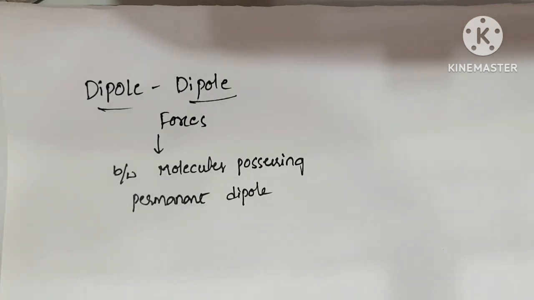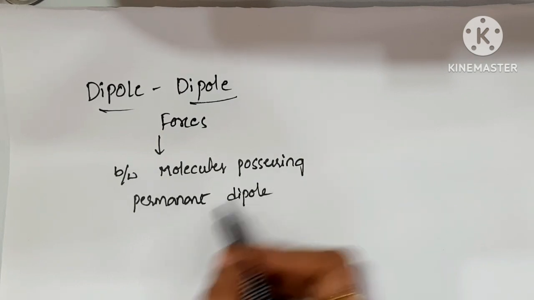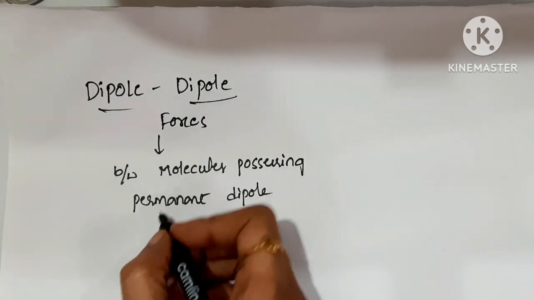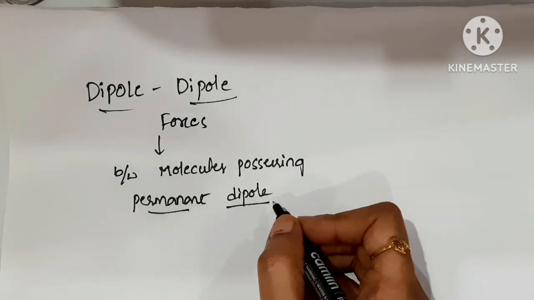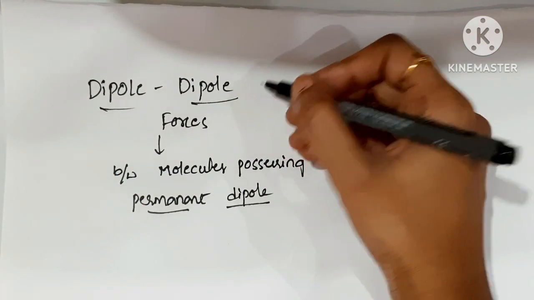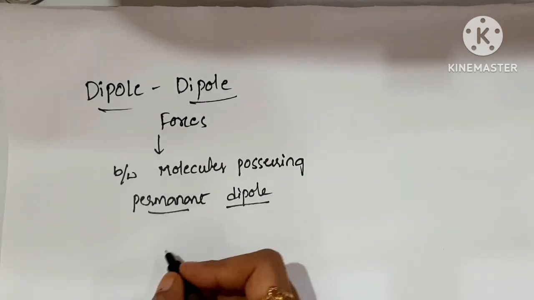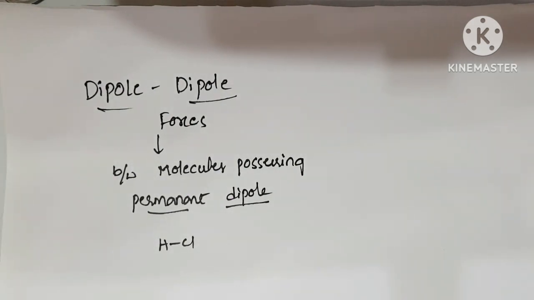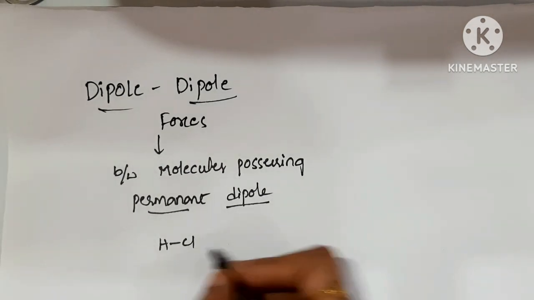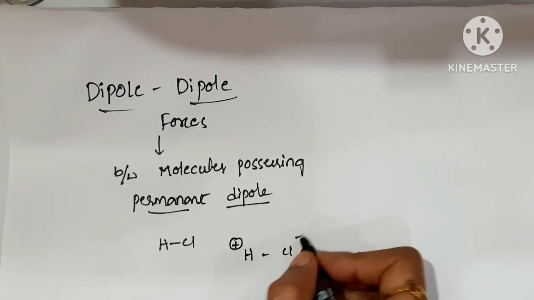Dipole-dipole forces are the forces between molecules possessing a permanent dipole. If a molecule possesses a permanent dipole, we can see dipole-dipole forces. For example, I am taking HCl. HCl is a polar molecule. That means it possesses a positive pole and a negative pole.